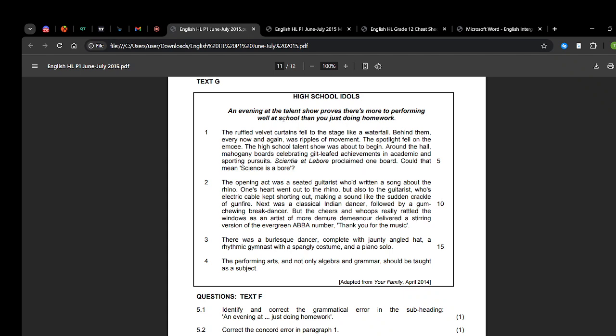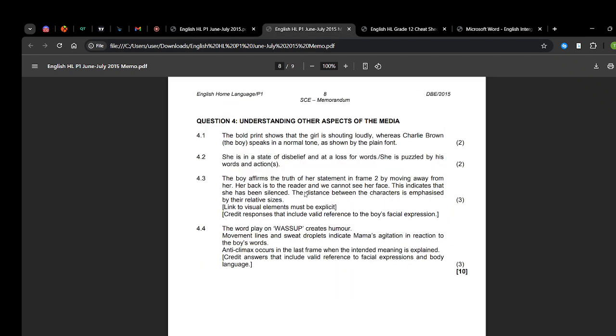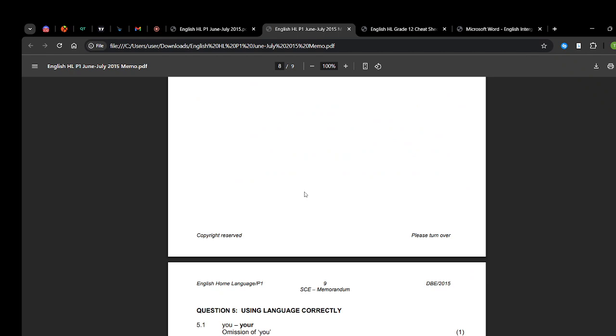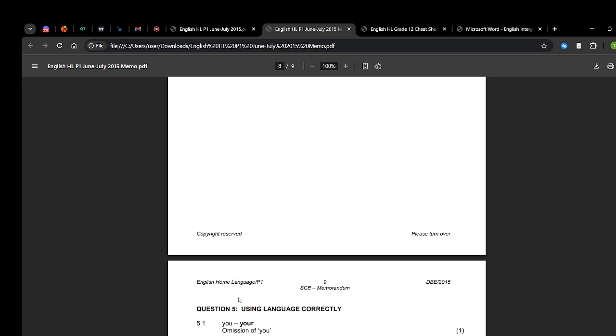Perhaps you can say I'm contradicting myself and say, okay, an evening at the talent show, we can say whose talent show, but the main grammatical error here is that you can't speak English and say "at school than you just doing homework". The proper correct English is "your". There's a "your" missing here. Tutoring as well, you need to double check, but I think it's "your". I wouldn't have been a tutor if I couldn't trust my words.